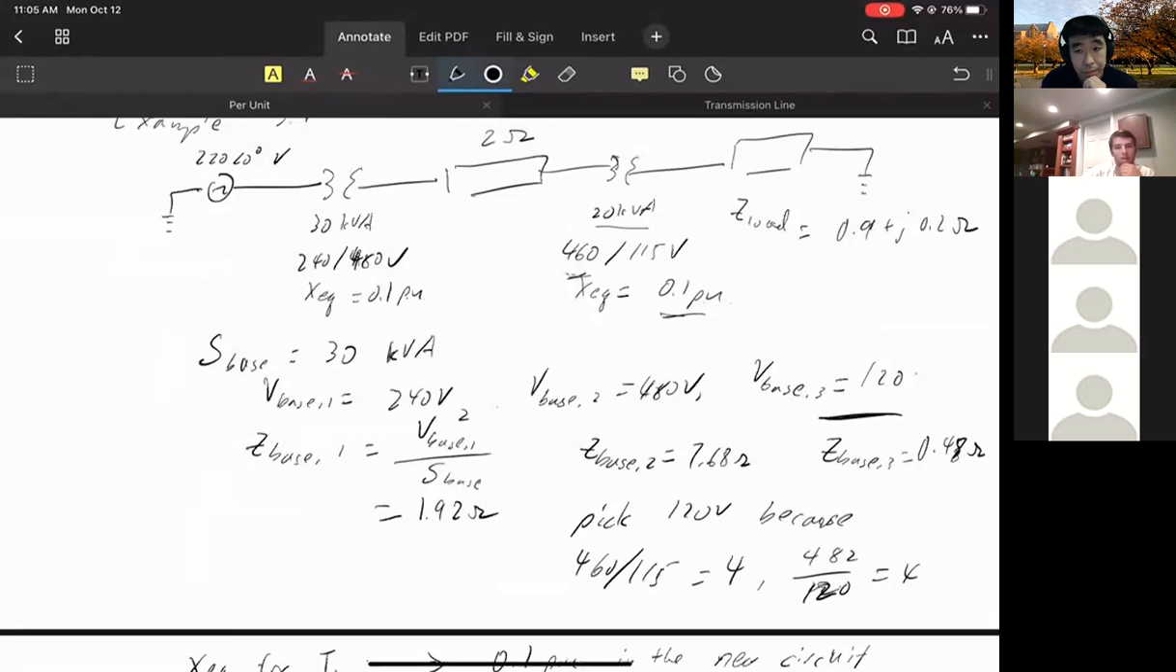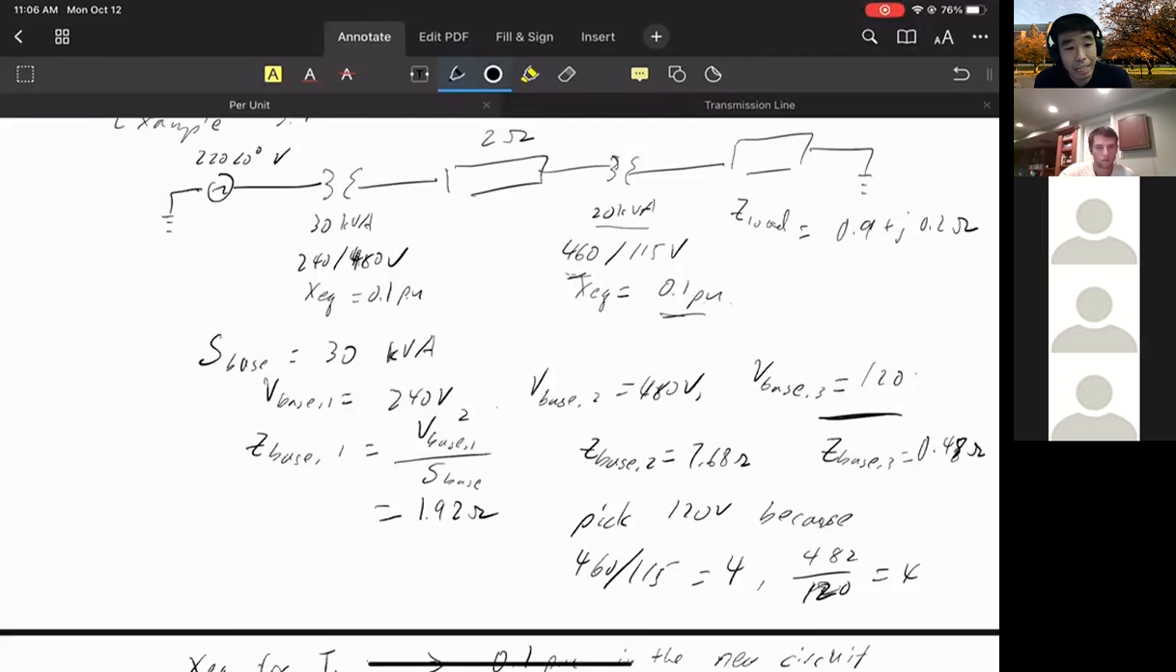So you have to pick 480 because 460. Once we pick 480, we have to pick 120. But understand, could you have done the problem at 460 and 115? You couldn't have, right? Because it wouldn't have matched.